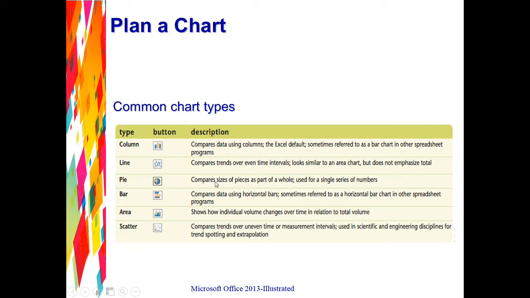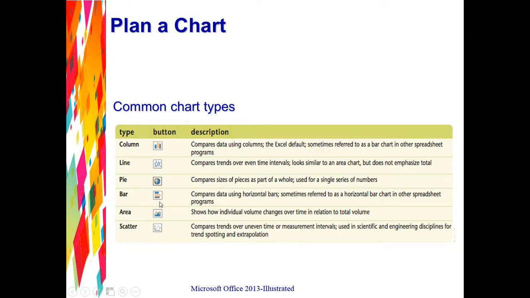Of course, pie charts, we mentioned those as well, and that compares sizes of pieces as a part of a whole, and it's used for a single series of numbers. So as we've seen on the data series on our previous slide, for quarter 1, 2, 3, 4, that would help us make a pie chart, but we couldn't use all that information for a pie chart.